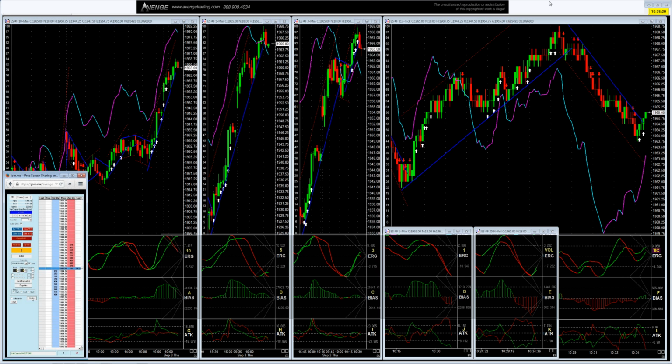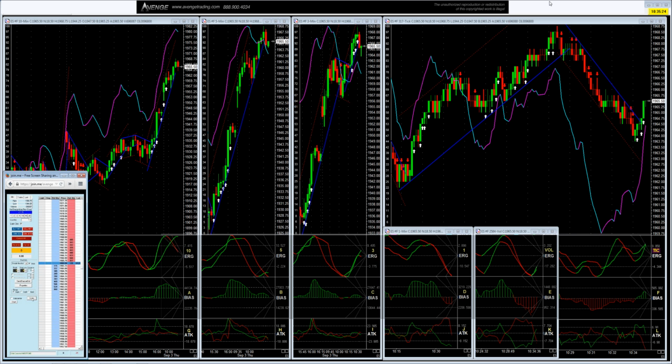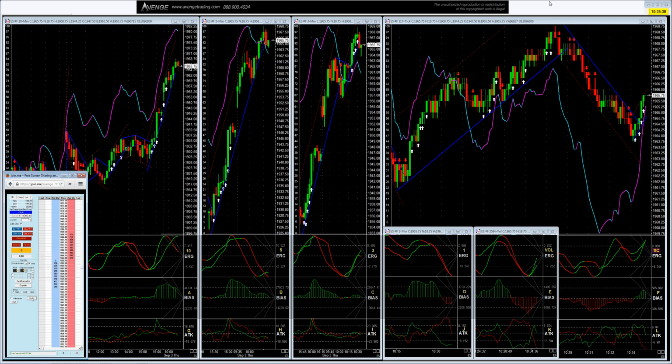So the 10 ergs, we're looking for the top 10 to be red, and even the 5s, if we can see both 5 lines angled downwards 45 degrees, we'll have some more information. Until then, we're just waiting for the charts to give us more.